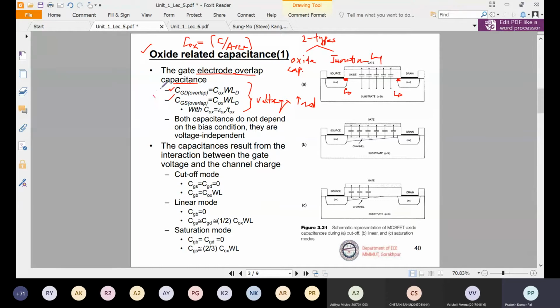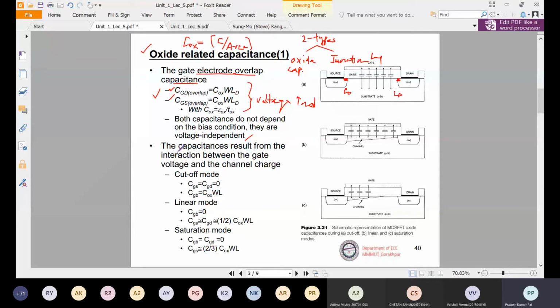So we can note that the overlap capacitances are basically voltage independent capacitances. Both capacitances do not depend on the bias condition. They are voltage independent, so this will not be dependent on any biasing condition, either VGS or VDS.